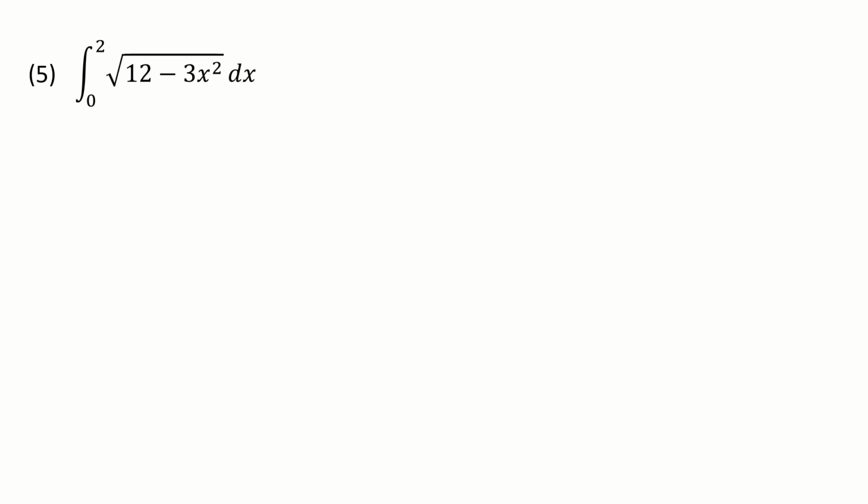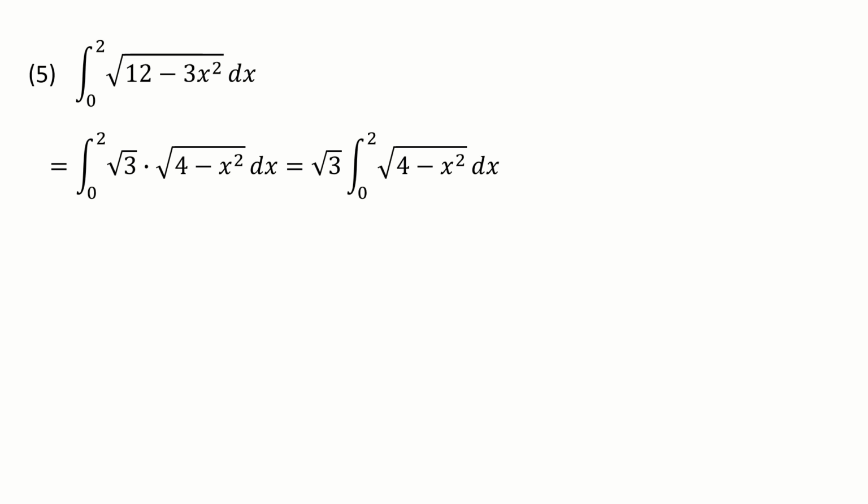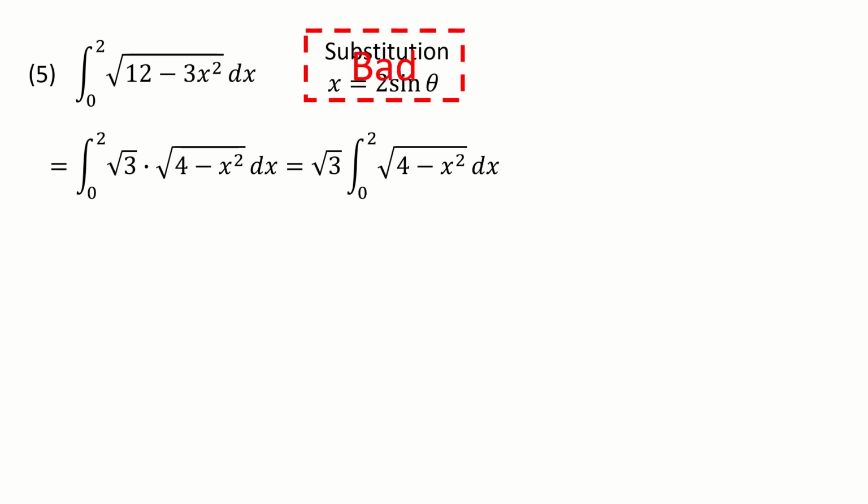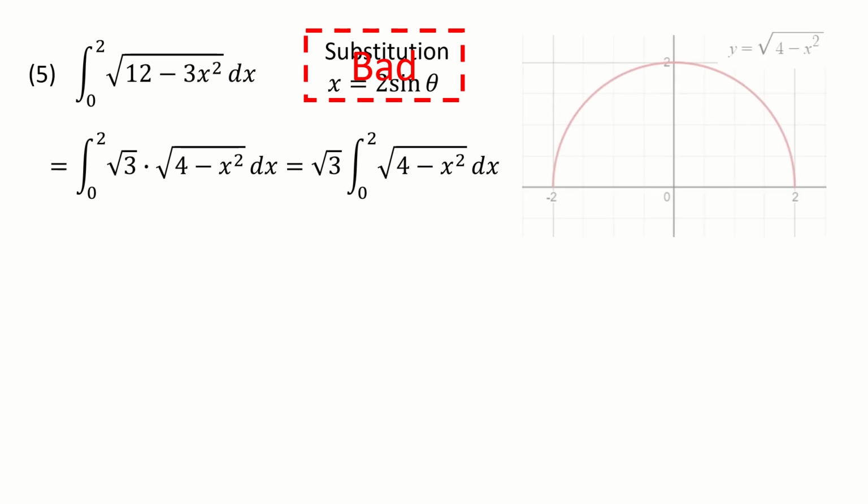For problem 5, it deals with the integral with respect to a square root function. First, let's take out the square root 3. Next, we can do this by substitution and let x equal 2 times sine theta. Or you can let x equal 2 times cosine theta. But this is not a very good way to solve it. The best way to solve it is to use geometry.